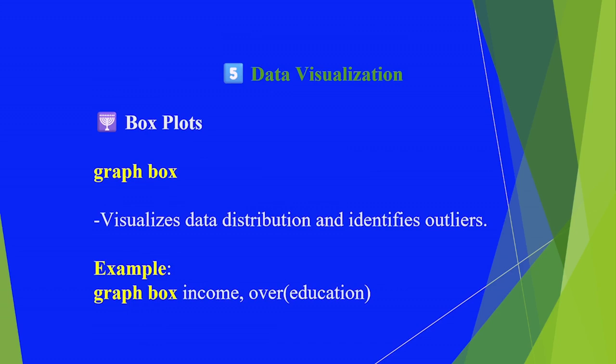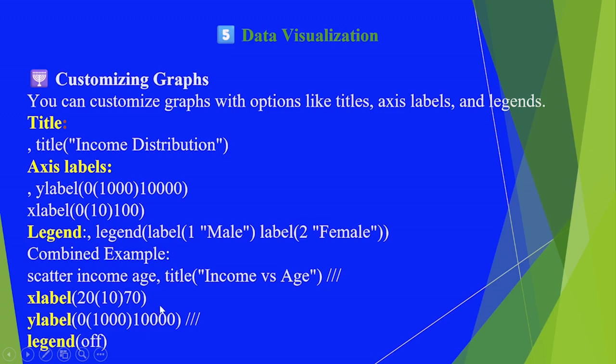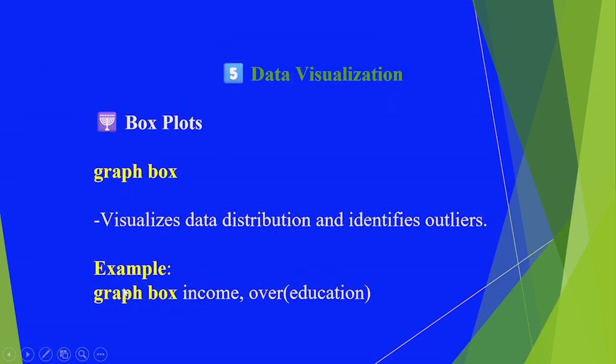And now the box plot. For a box plot, STATA will visualize data distribution and will identify the outliers if there are any. For example, we can have something like graph box income, over education. So this one will be a box plot of income based on level of education.